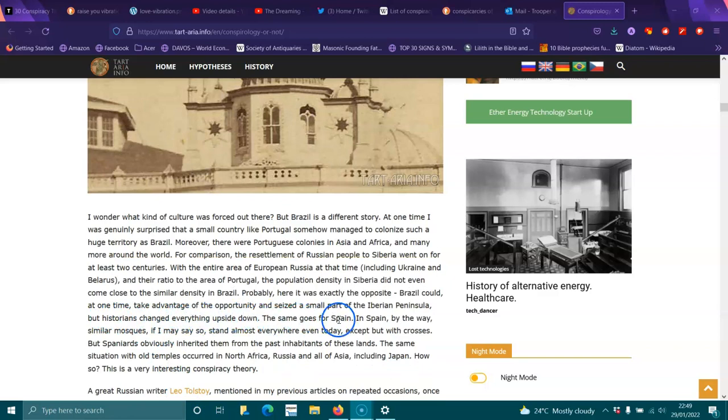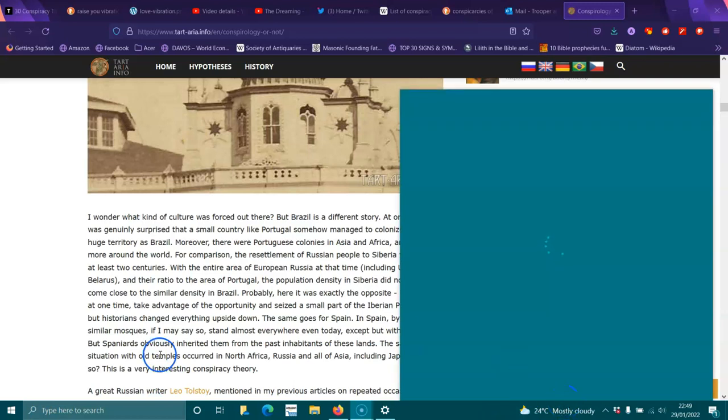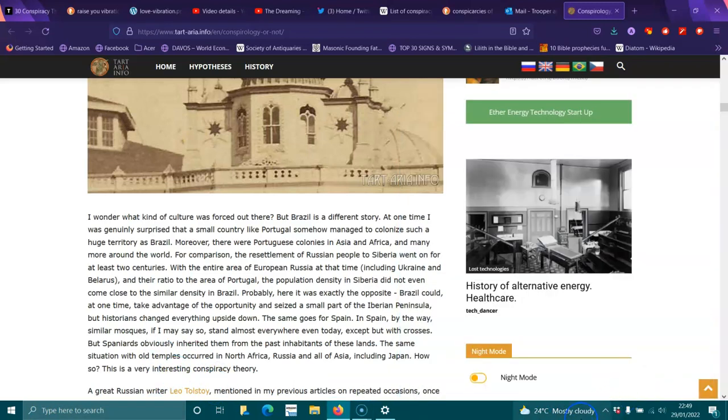The same goes for Spain. In Spain, by the way, similar mosques, if I may say so, stand almost everywhere even today, except with crosses. But the Spaniards obviously inherited them from the past inhabitants of these lands. The same situation with old temples occurred in North Africa, Russia, and all of Asia, including Japan. So, this is a very interesting theory.